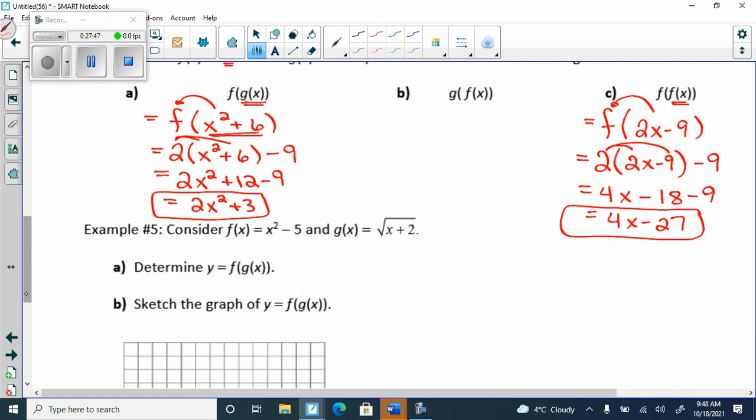Example 5, star, star, star, so star, star, star.